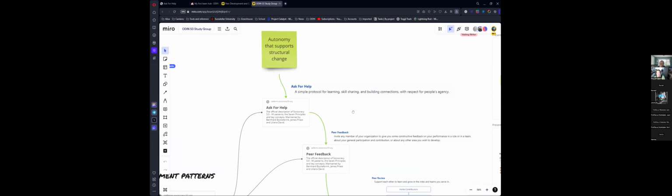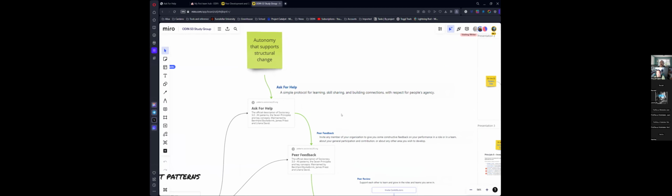As we go through these patterns, we're going to start here with ask for help. They describe that as a simple protocol for learning, skill sharing, and building connections that respects other people's agency. Agency, of course, is another way of approaching the concept of autonomy. And this is the pattern we'll be covering today. It's, in my opinion, one of the most elegant and beautiful patterns within S3. It reaches out into every aspect of life if you allow it to, and addresses many of the blockers we feel when we're in collaborative environments.